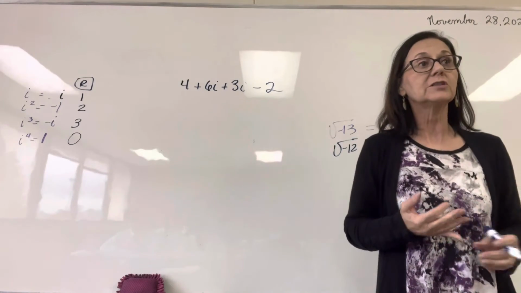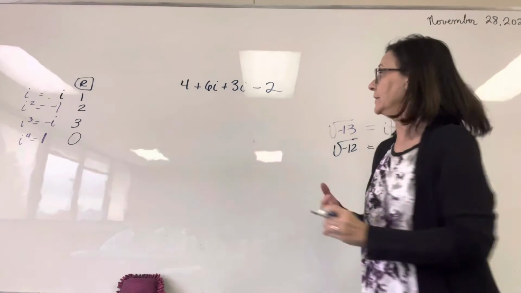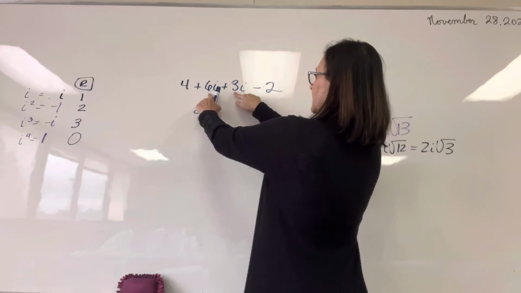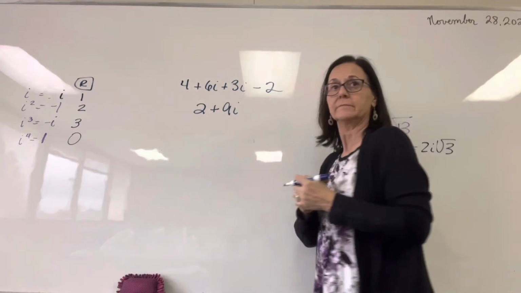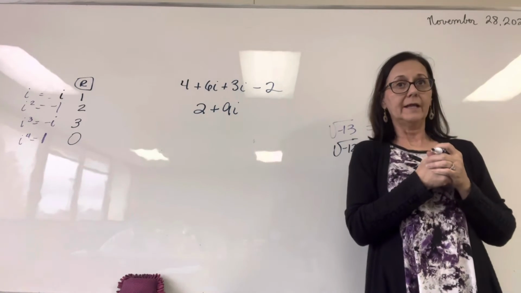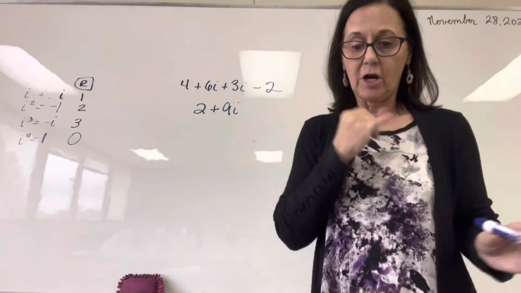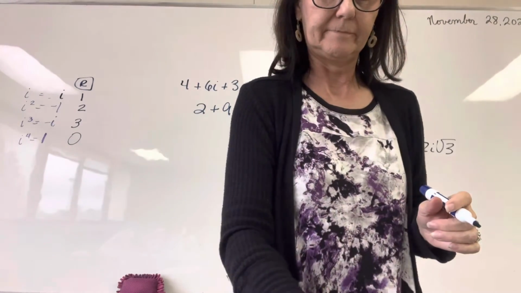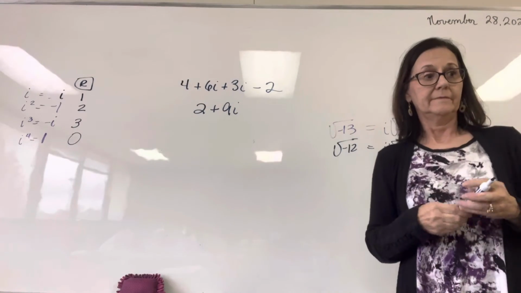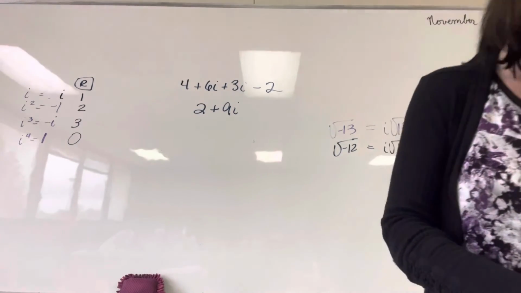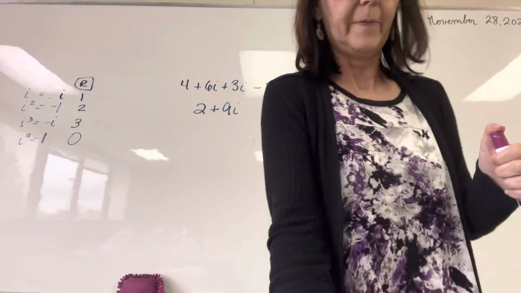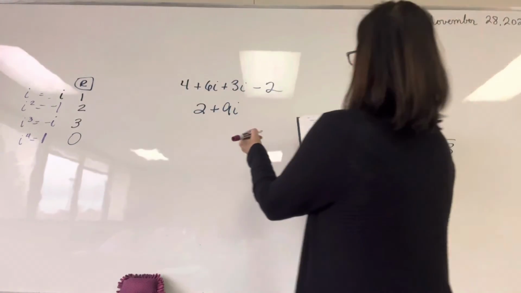Reals go first, complexes second. So we add our reals. 4 minus 2 is 2. 6 plus 3 is 9. Got it? You add your reals, you add your complex parts. Make sense? Everybody with me? Okay. Look at example 4 on the top of page 224.